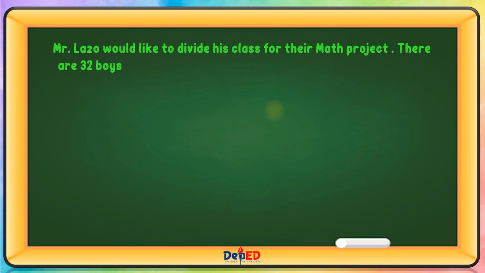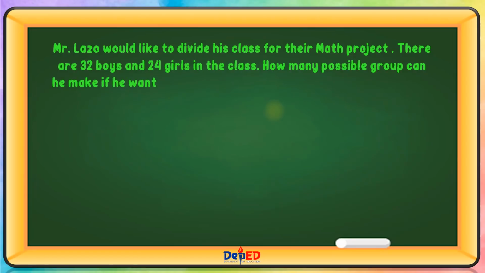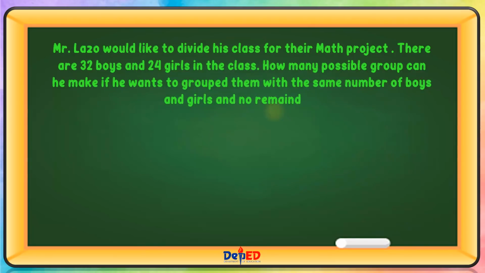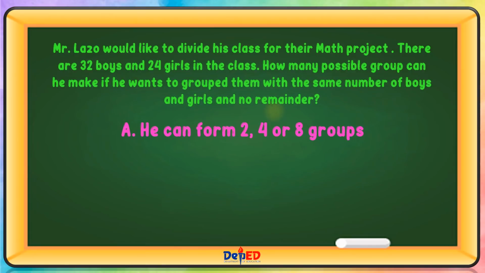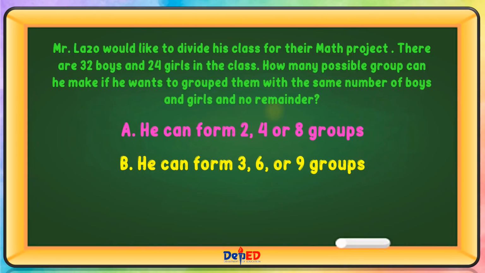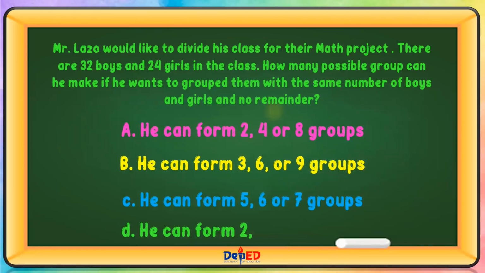Mr. Lasso would like to divide his class for their math project. There are 32 boys and 24 girls in the class. How many possible groups can he make if he wants to group them with the same number of boys and girls and no remainder? A. He can form 2, 4, or 8 groups. B. He can form 3, 6, or 9 groups. C. He can form 5, 6, or 7 groups. Or D. He can form 2, 3, or 5 groups. The correct answer is A.